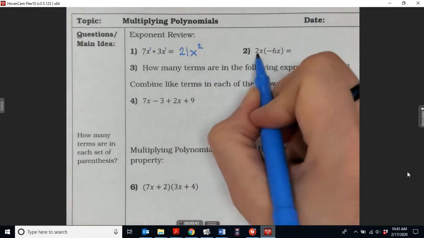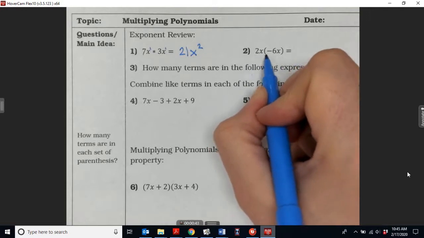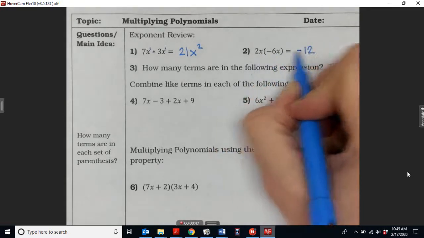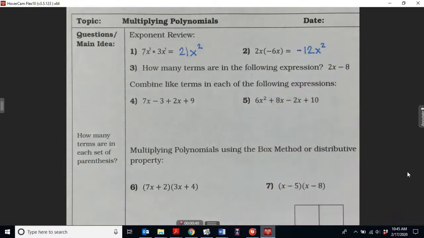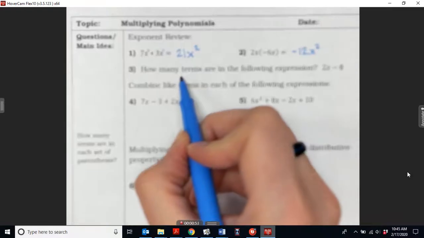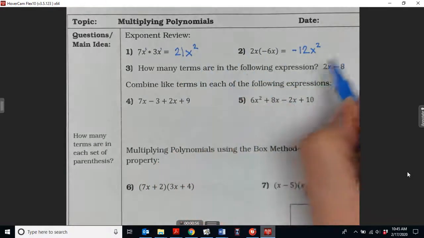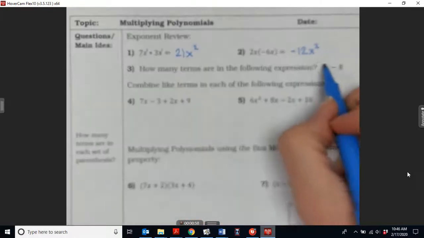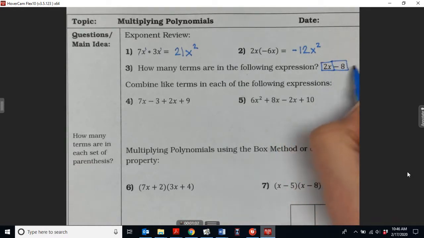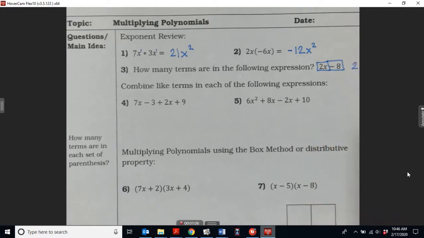So number 2, we multiply the coefficients, which 2 and negative 6 is negative 12, and then x times x is x squared. And then something you need to know is how many terms are in the following expression. And so terms are separated by plus and minus signs. So the first term is 2x and the second term is negative 8. So there are 2 terms in this expression.